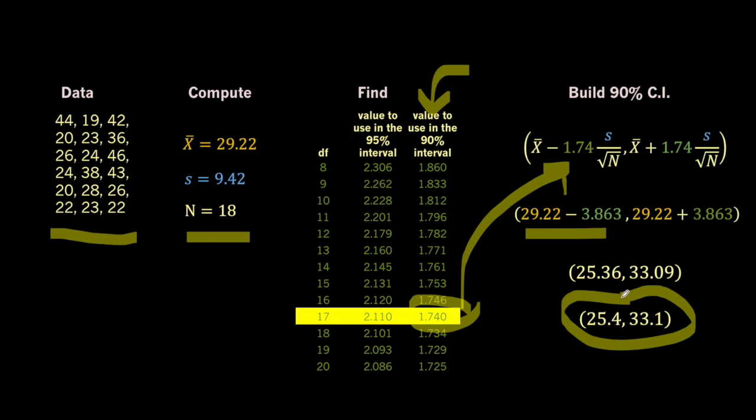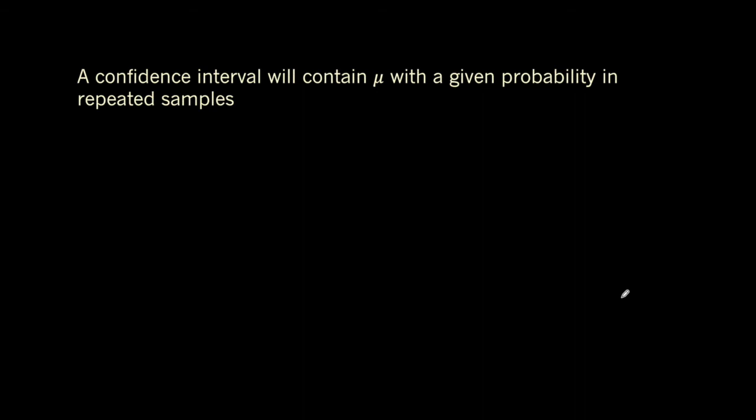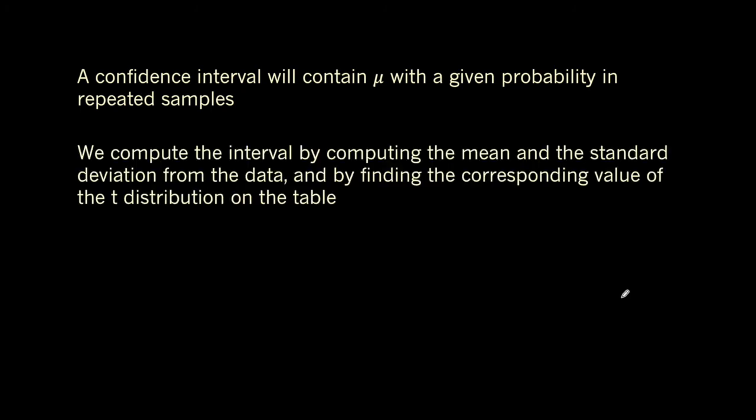Now you know everything you need to know to make confidence intervals. So, a confidence interval will contain mu with a given probability in repeated samples. That's what it is. We compute the interval by computing the mean and the standard deviation from the data, and by finding the corresponding value of the t-distribution on the table. That's it. That's the recipe.